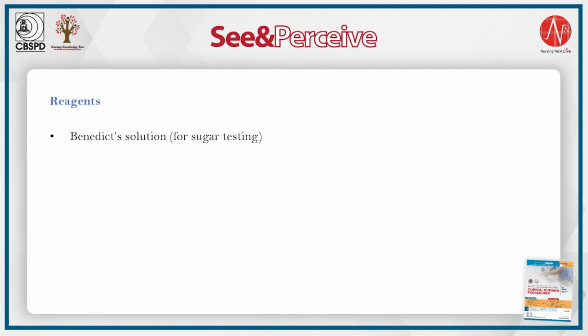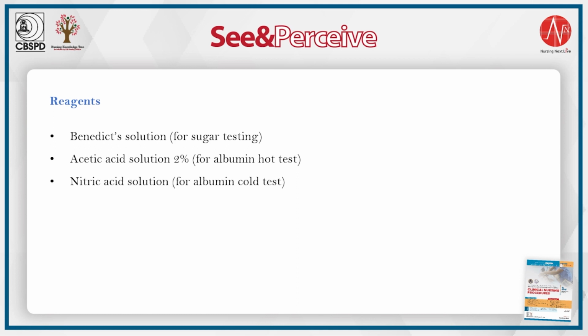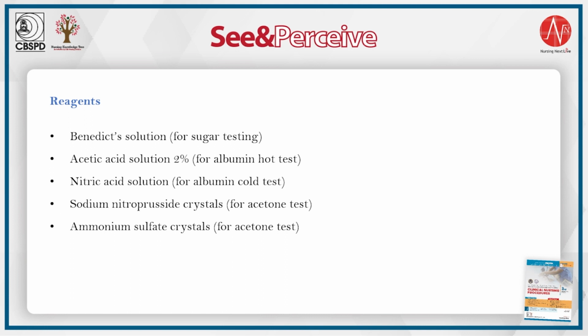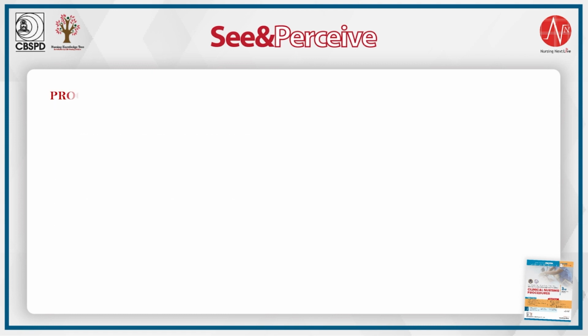Reagents: Benedict solution for sugar testing, acetic acid solution 2% for albumin hot test, nitric acid solution for albumin cold test, sodium nitroprusside crystals for acetone test, ammonium sulfate crystals for acetone test, fresh concentrated ammonia solution for acetone test.